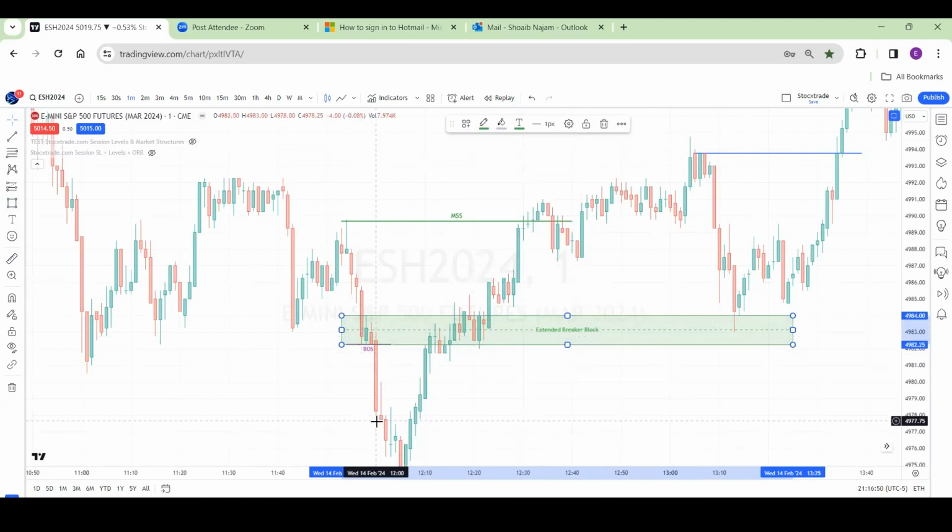Once the price was going up, now it is coming back again. This is not properly adjusted because there are so many candles, it is not properly filled. But now if you see the top of the body here, if I mark a horizontal line, the body is filled with the wick, meaning it just kissed with the wick. So this type of extended breaker block is really powerful.